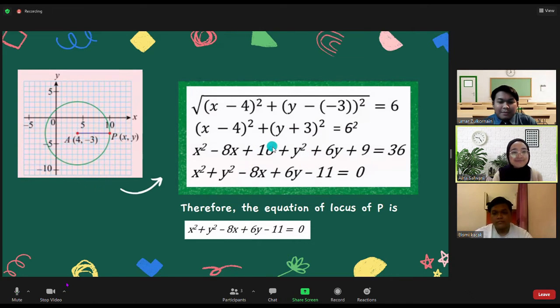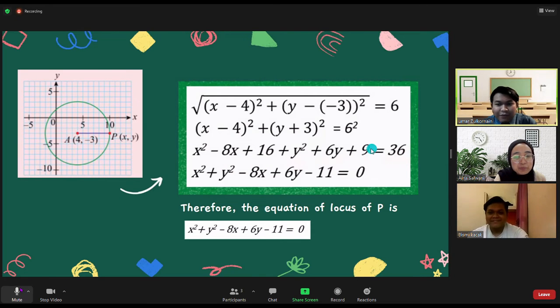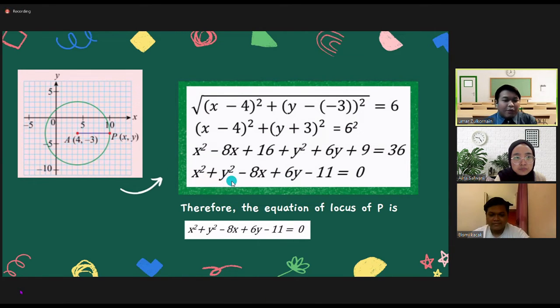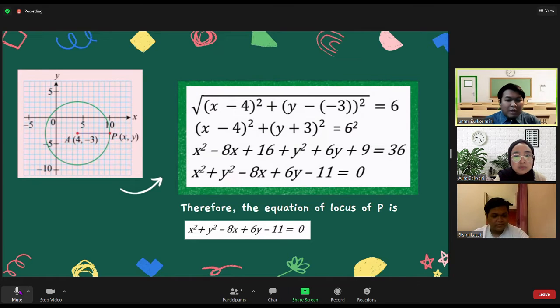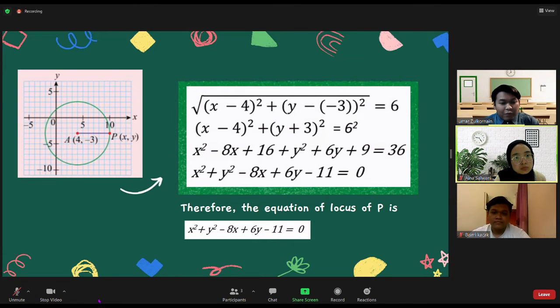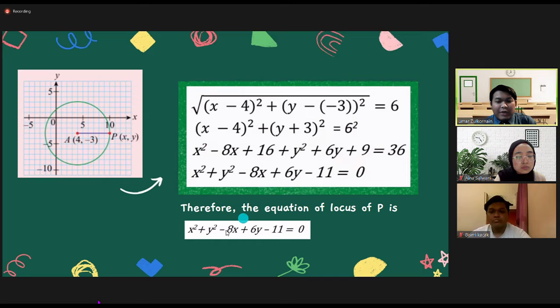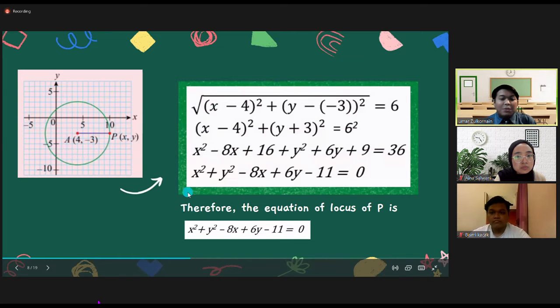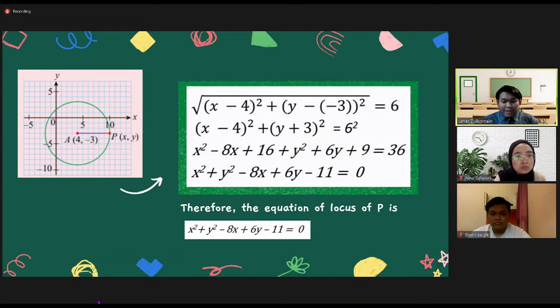So you transfer this 36 to the left and eliminate any terms that can be eliminated, then you will have the final equation. For the equation of locus, you don't have to define whether it is x in terms of y or y in terms of x. You just put everything on the left side and equate it to 0. Then you will have the final equation: x to the power of 2 plus y to the power of 2 minus 8x plus 6y minus 11 equals 0.